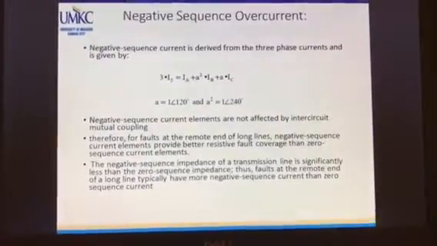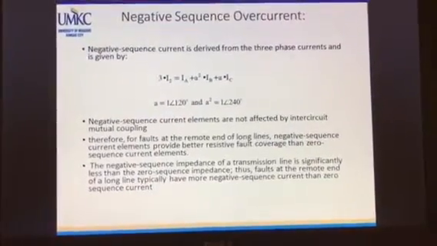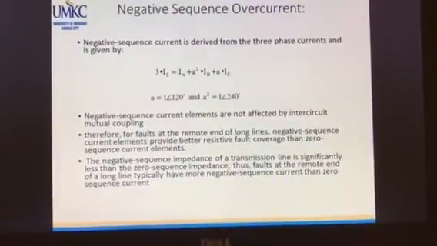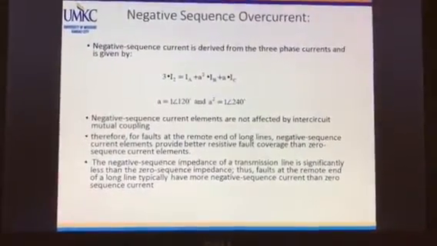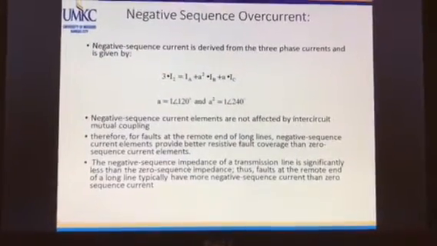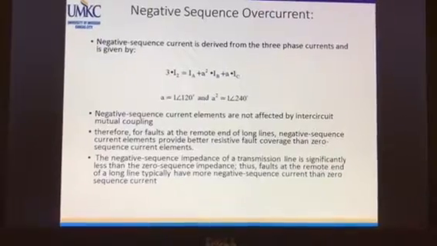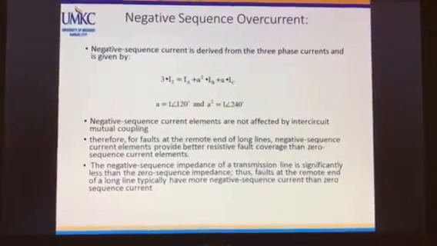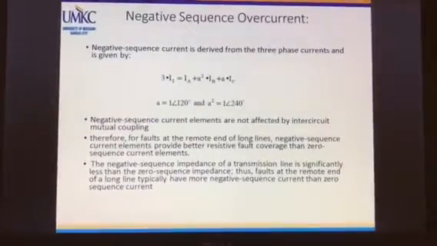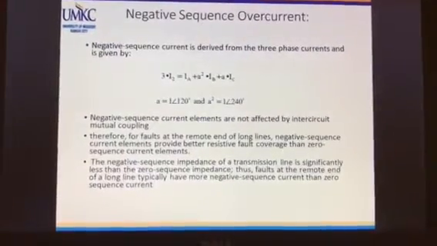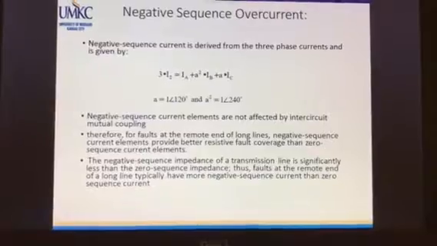The next one is the negative sequence over current. This can be given with the expression shown here. Some of the advantages of the negative sequence current elements are that these are not affected by the inter-circuit mutual coupling, the problem that we have for the zero sequence. Therefore, for remote and long lines, negative sequence current elements provide better resistive fault coverage than the zero sequence current elements.